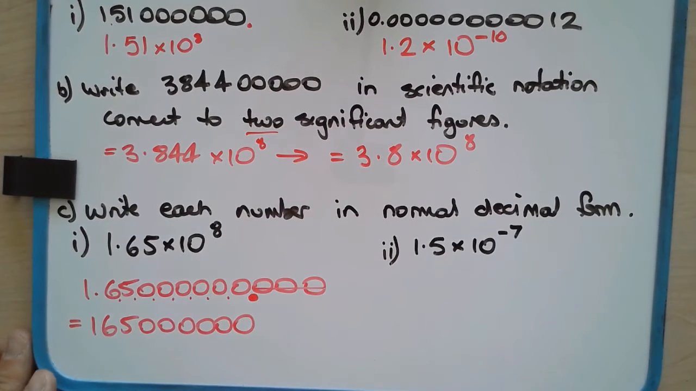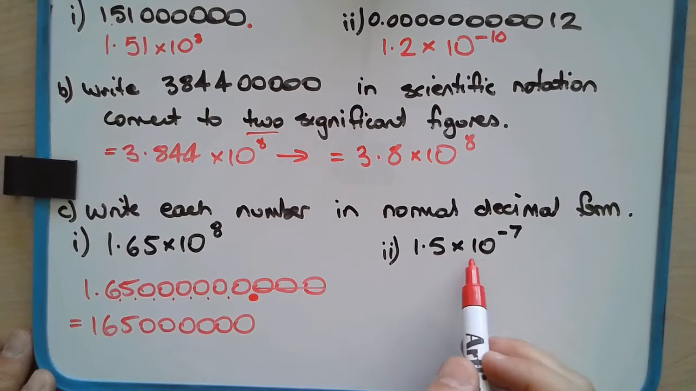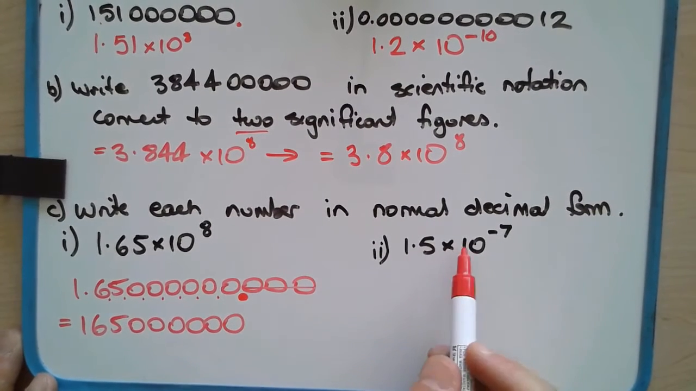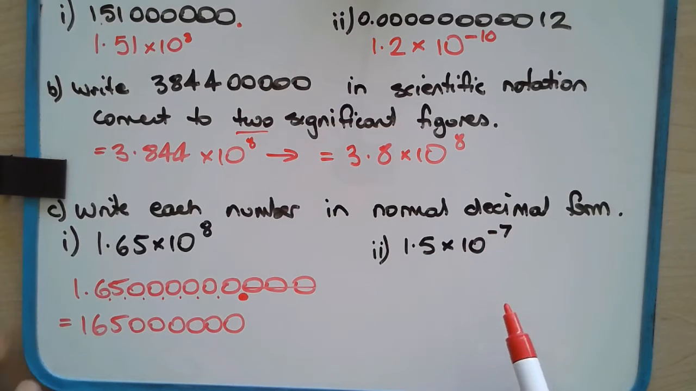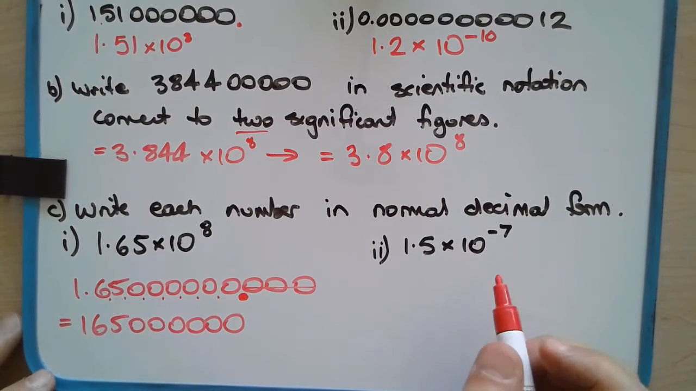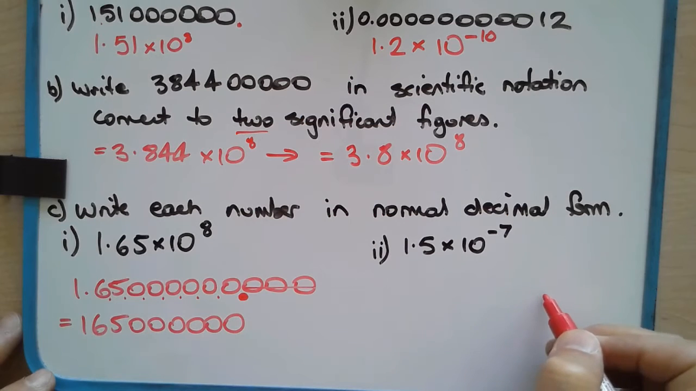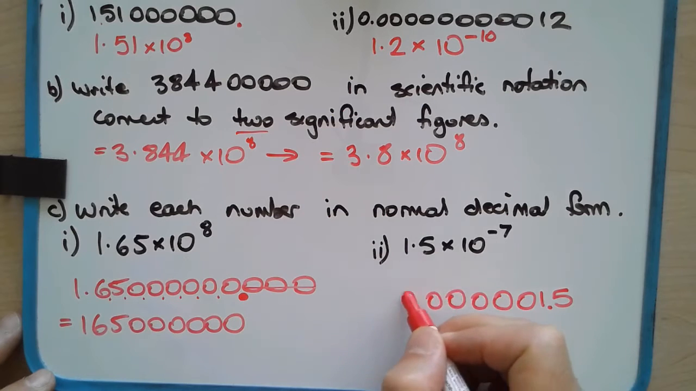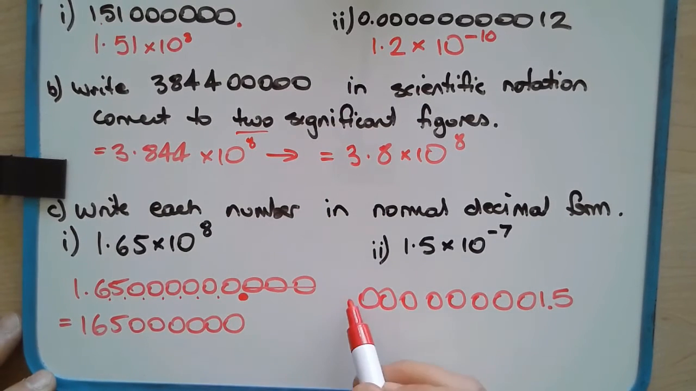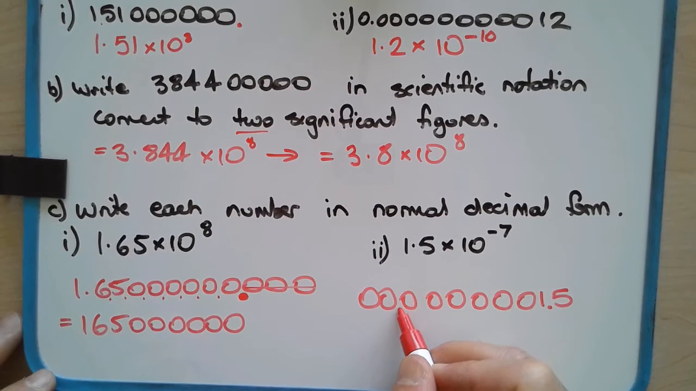Likewise with 1.5 times 10 to the negative 7. We know that's going to be a decimal because of this negative sign here. It's a negative number index, which means it's going to be a very, very tiny decimal. So it's going to be 1.5, but I'm going to put some zeros before it, like that. Then we're going to move the decimal point back 7 places. 1, 2, 3, 4, 5, 6, 7.